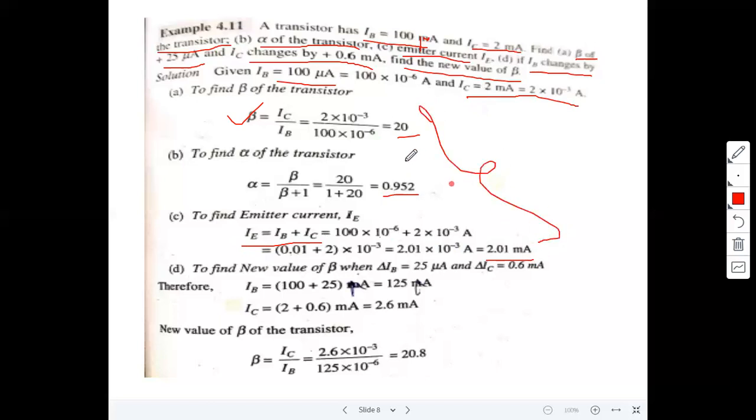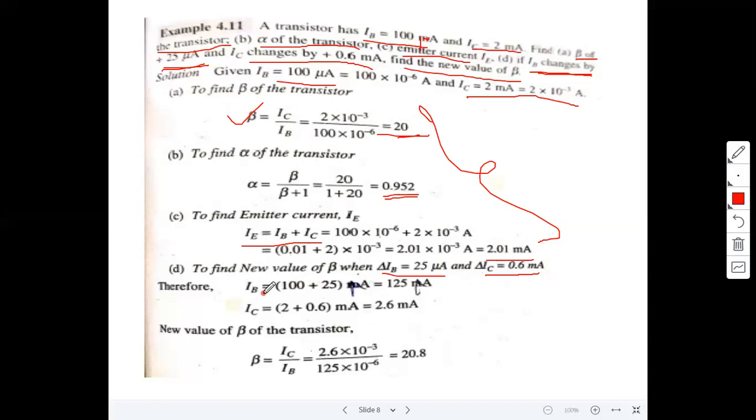All are very simple. By using the direct expression beta is equal to IC by IB, you will get the beta value. Similarly, alpha is equal to beta by beta plus 1, you will get the alpha value. Then IE is equal to IB plus IC. And last one, what is the last one? If IB changes by 25 microamperes, so change in IB is equal to 25 microamperes. And similarly, change in collector current IC is equal to 0.6 milliamperes.